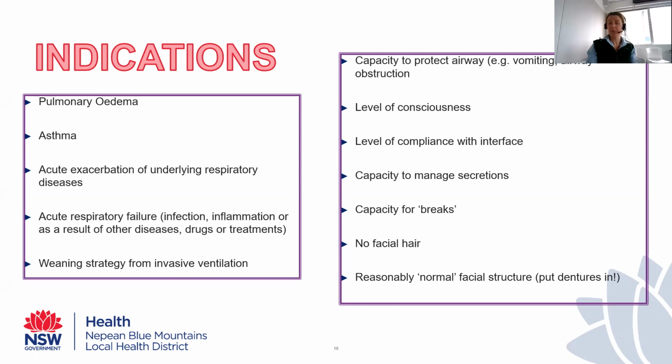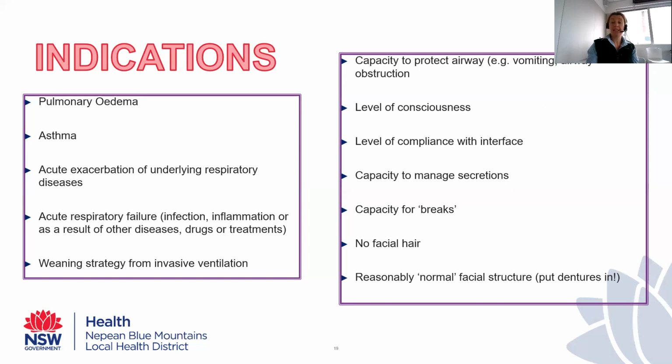Acute respiratory failure, and this is the big one for us at the moment, so COVID. We have an infection component with the virus. We have inflammation, so that's what's happening with our COVID pneumonitis patients. They have these big inflamed fluid-filled lungs. But you can also get acute respiratory failure from a range of other diseases, drugs or treatments, and both CPAP and BiPAP are indicated in that. And we use it often as a weaning strategy from invasive ventilation. Someone's been on a ventilator with a tube down their throat for a period of time. We've woken them up. We want to get that plastic breathing tube out, and we take it out and we pop them on the mask instead while they're still recovering from their respiratory illness or their respiratory failure.